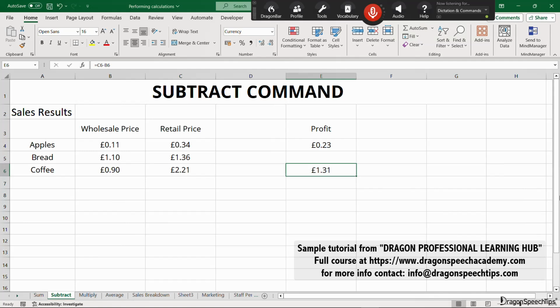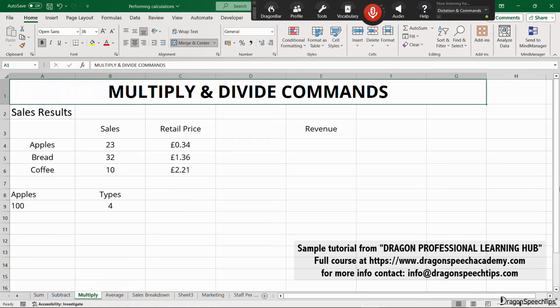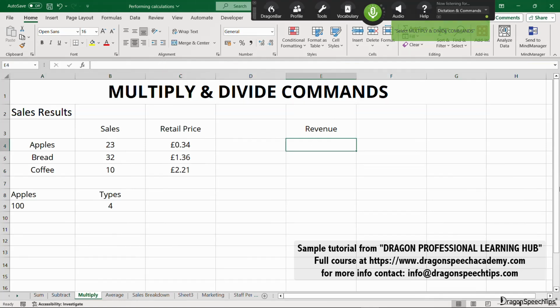Next, let's look at how we can multiply and divide values. To multiply the values, you can use the multiply command. For example, to find the revenue for apples, we would multiply the sales by the retail price. Go to cell E4 and dictate. Multiply cell Bravo 4 by cell Charlie 4.